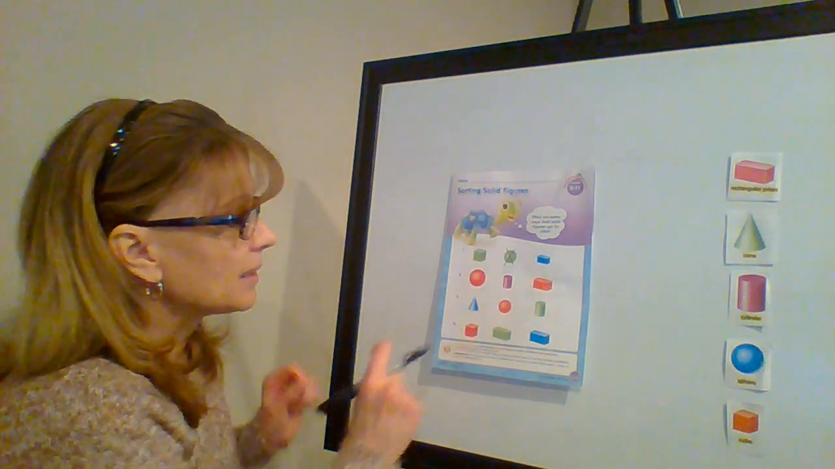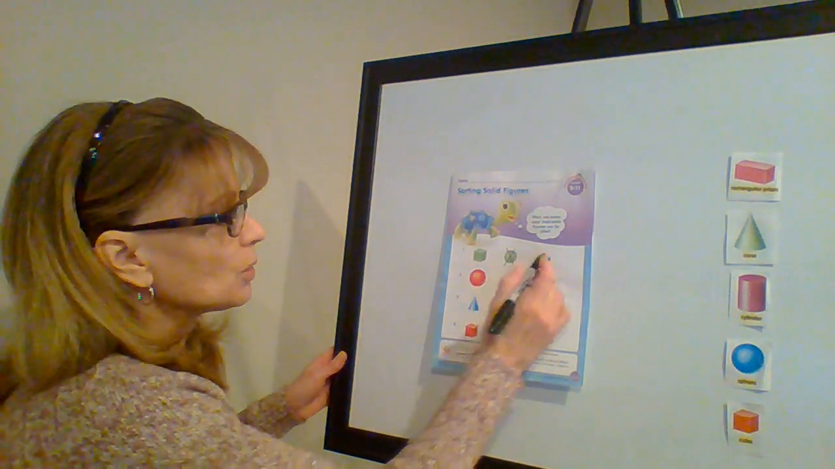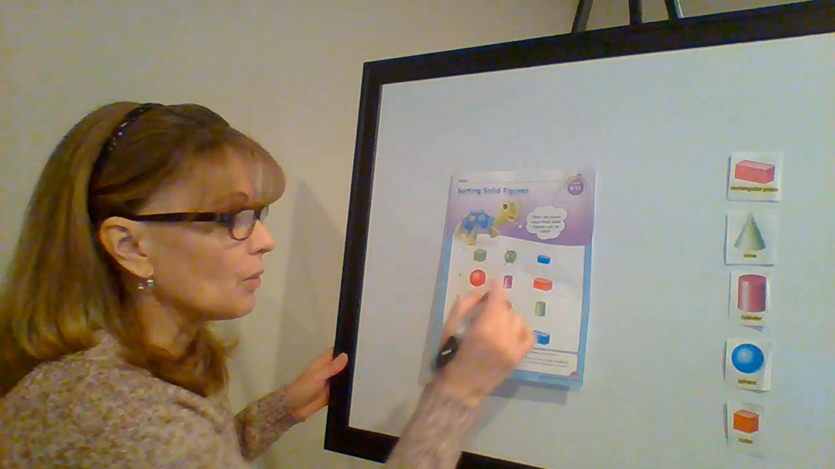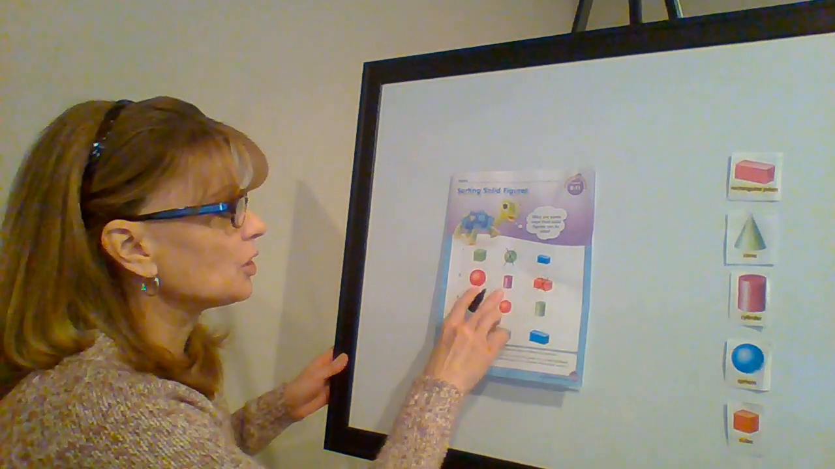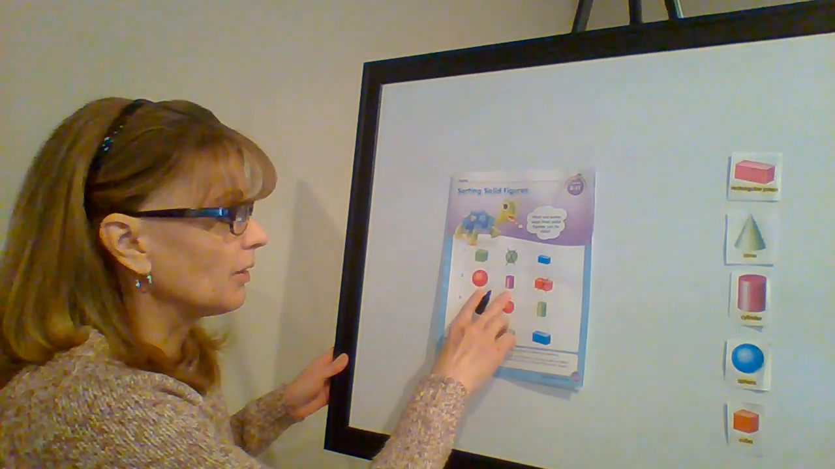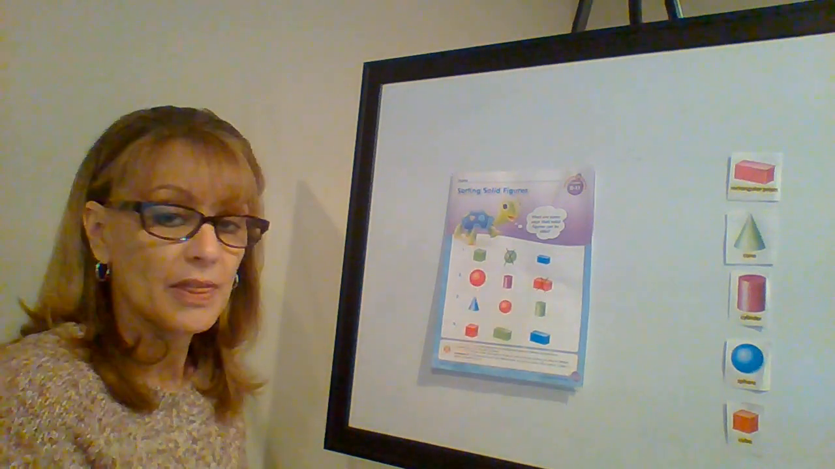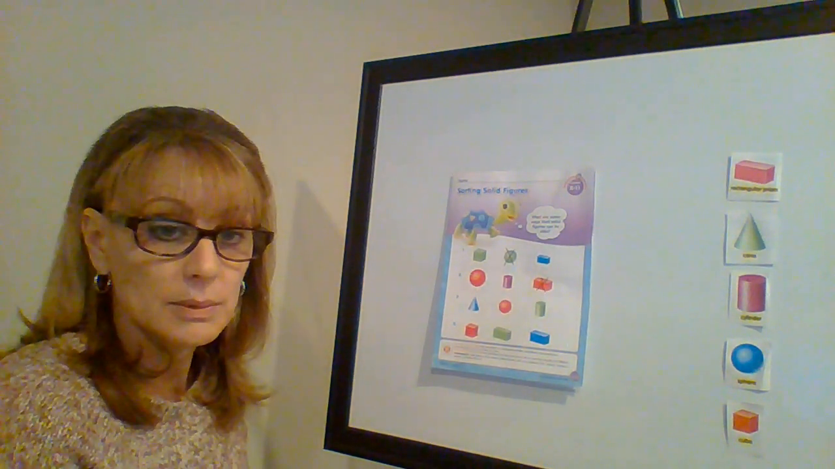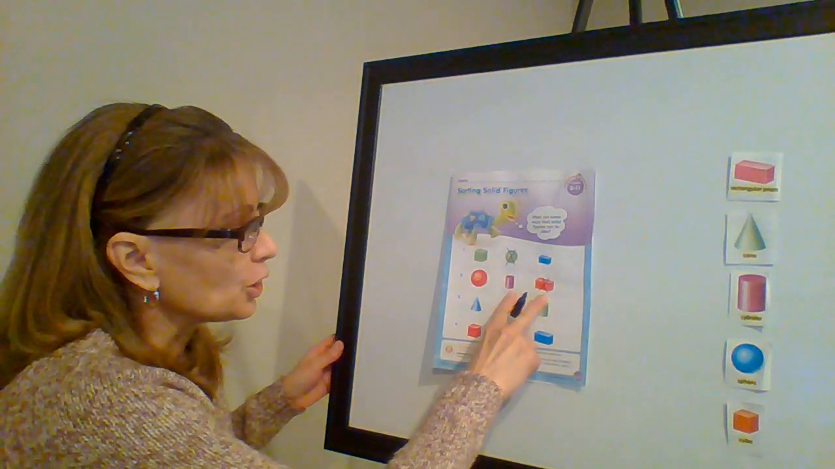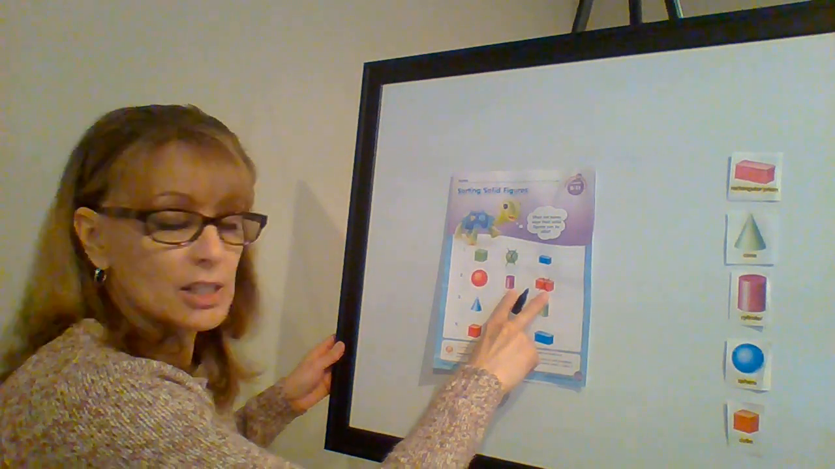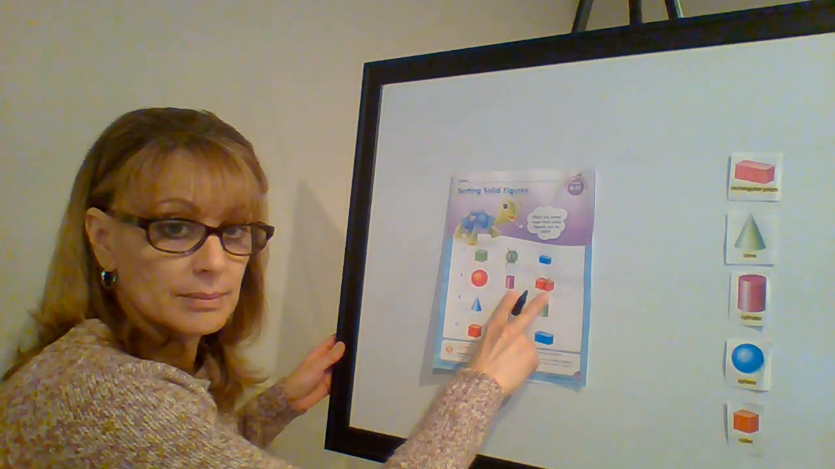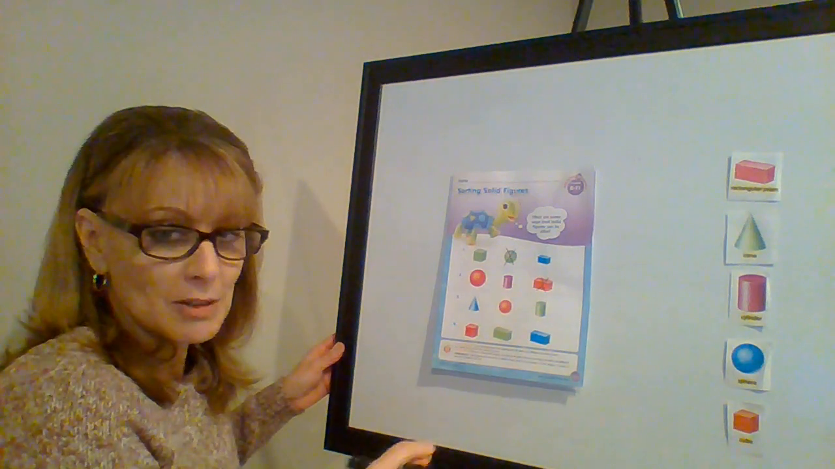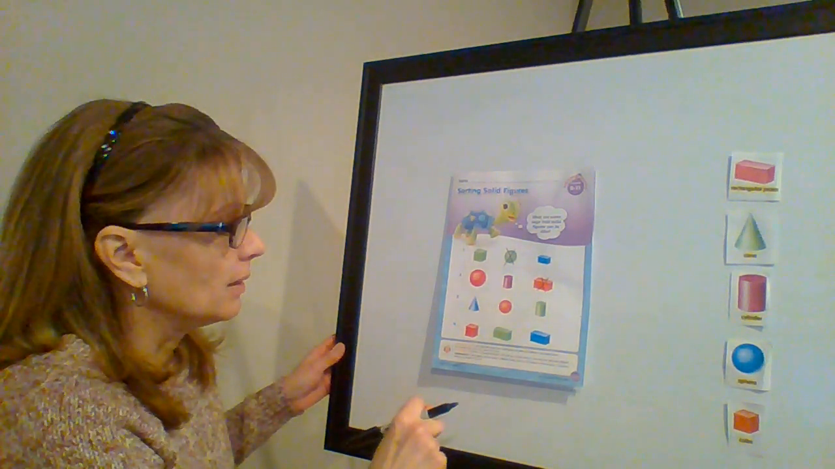Well, I would say I'm going to choose those 2. You could have chosen those, and I'll go over that. If you chose these 2, you could say they will both roll. If you chose these 2, you could say they have at least 2 flat sides. See how you can make up different rules for different ones.